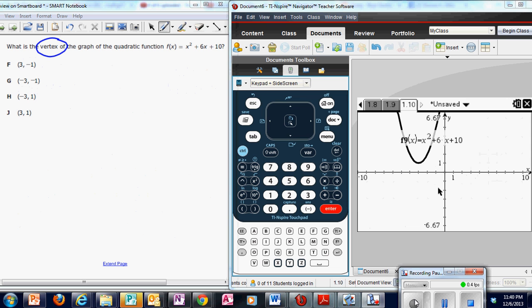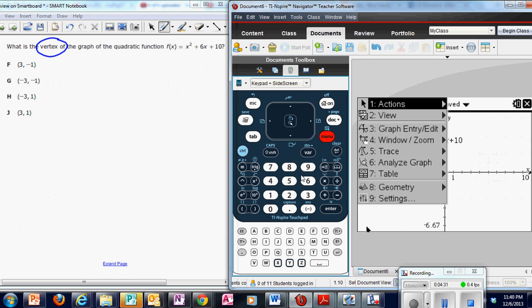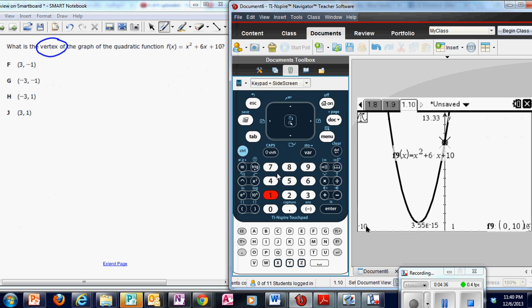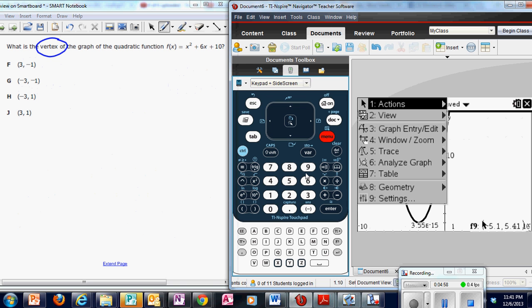Now, that vertex is a special point, so we're going to trace the graph. So, menu, 5 for trace, and 1 for graph trace. And it always starts on the y-intercept, but your coordinates are going to be here. So, our vertex is going to be that tip, so I'll move to the left. And when we get there, we don't see that word popping up. Sometimes it works, sometimes it doesn't, right? So, no biggie. We'll go to menu, and we will analyze the graph.